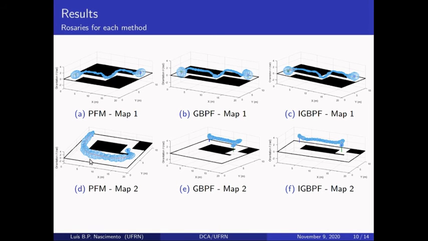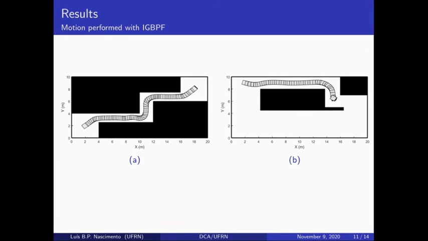For PFM in figure D, the foam propagated through the larger space, which is safer. However, the path is longer. On the other hand, GBPF and IGBPF converged for the short passage, obtaining short paths. Here we have this illustration with the motion being performed by the robot with the path obtained by the method IGBPF. It's possible to see that the robot is maintaining the clearance from the obstacles.